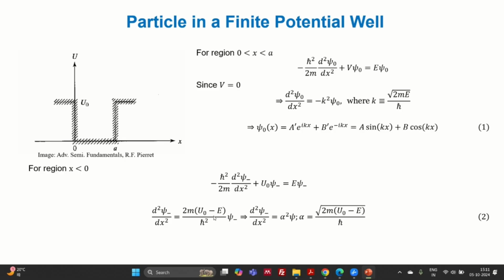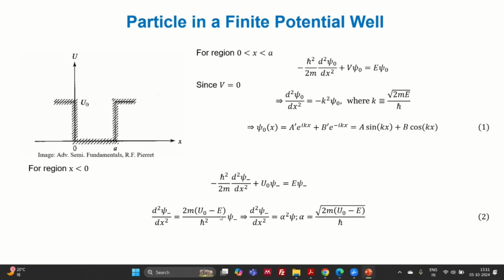Yes. Now, important thing to note here is that I'm going to call this constant some alpha square, right? So alpha is under root of 2m into U naught minus E by h bar square. If you take the square here, you get this number. Let me call this some alpha square. And I'm assuming that my energy is less than the U naught. So my energy lies somewhere here, right? You can also assume E is greater than U naught, but we are not interested in those solutions.